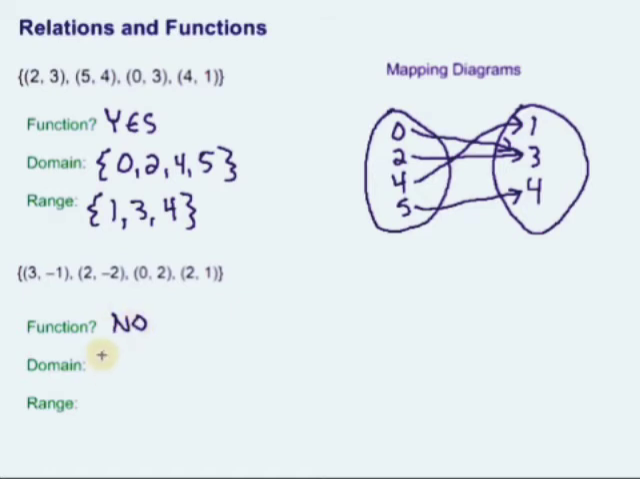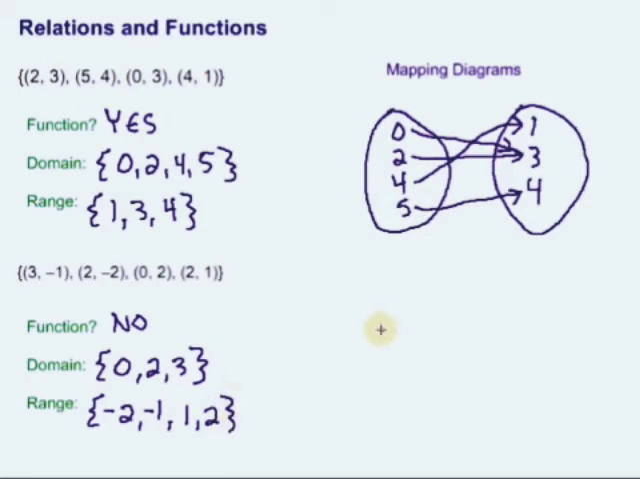We can, however, still pick out the domain and range. The domain is the set of x values again. So we have 0, 2, and 3. And our range is the set of the y values. We have -1, -2, 2, and 1. I'm just going to put those in order: -2, -1, 1, and 2.